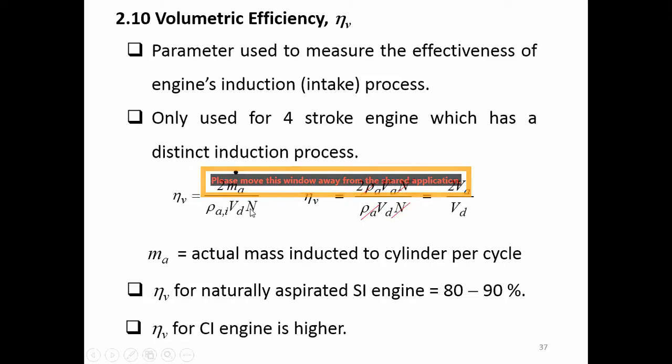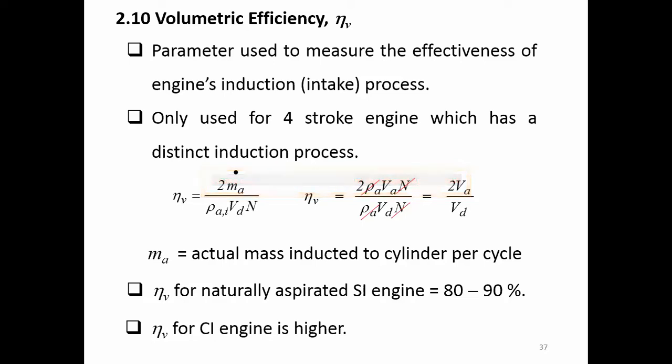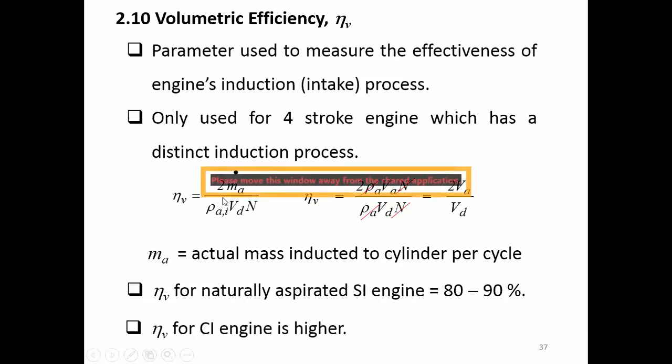We don't have an intake process every round of the crankshaft rotation. The intake process only happens every 2 rounds of our crankshaft rotation, so we have to come here. In fact, it is N divided by 2. But since it is N divided by 2, the 2 has to come up here.